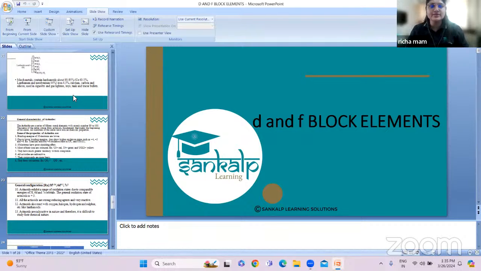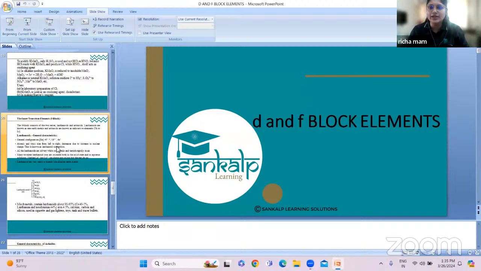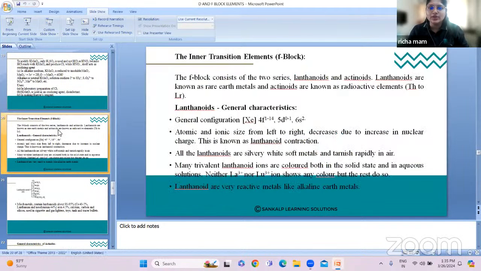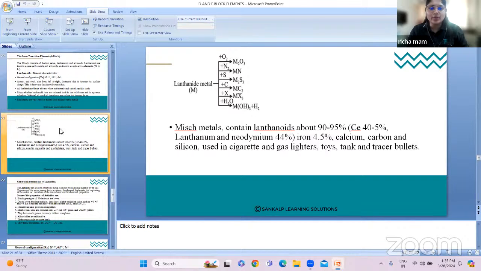So, in the previous class, we discussed inner transition elements. What are inner transition elements? That is the f-block elements. Accordingly, we have studied about lanthanides, their general electronic configuration, physical properties, and chemical properties. Everything important about the inner transition elements, that is your lanthanides, we have discussed.